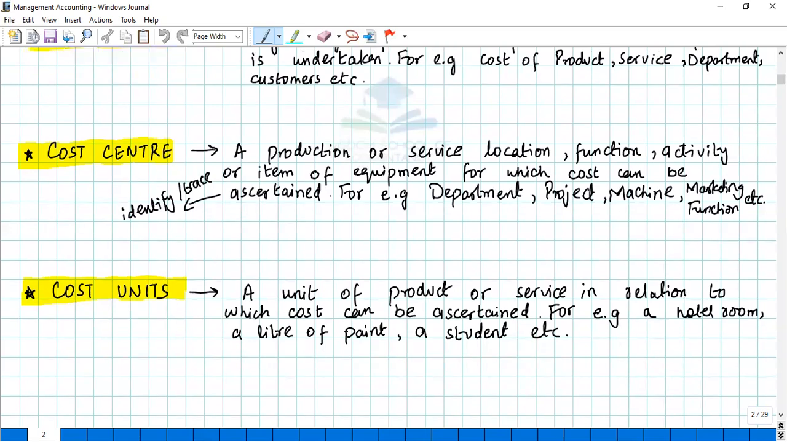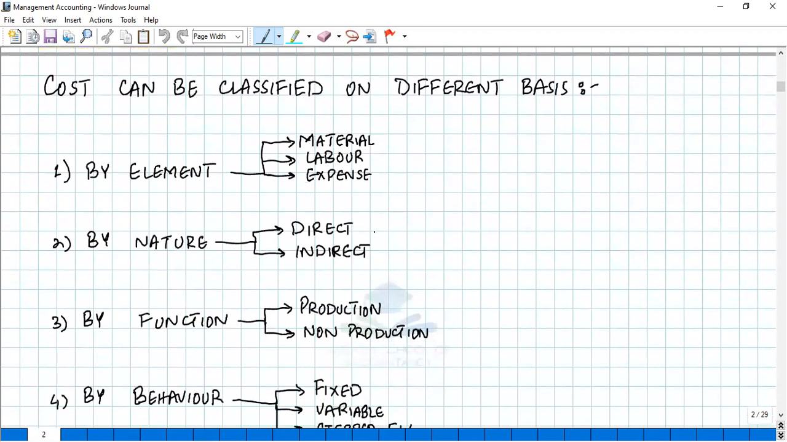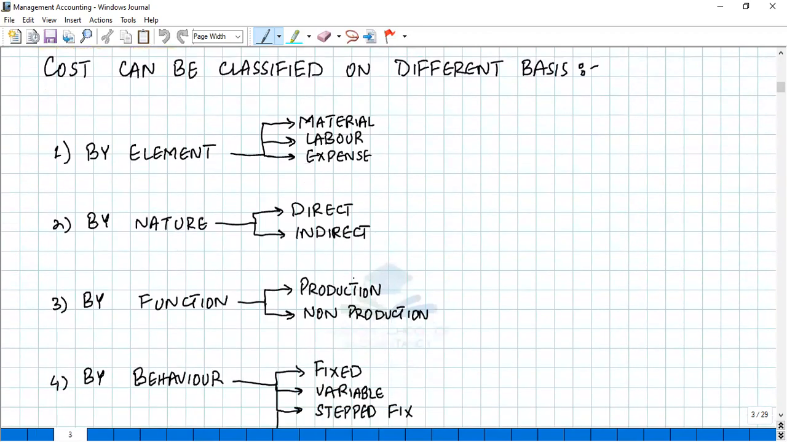Now, the name of the chapter is cost classification. Now we have gone through the different definitions. Now let's discuss the classification of the cost. Cost can be classified on different bases. There are different ways. There are different criteria that are used for classifying the cost. So in this chapter, we will be discussing four different bases, four different ways of cost classification.